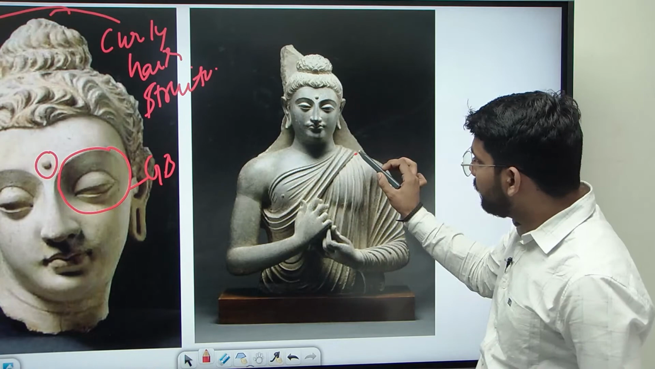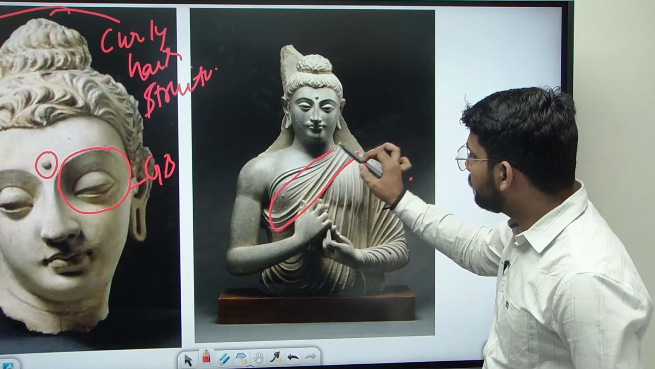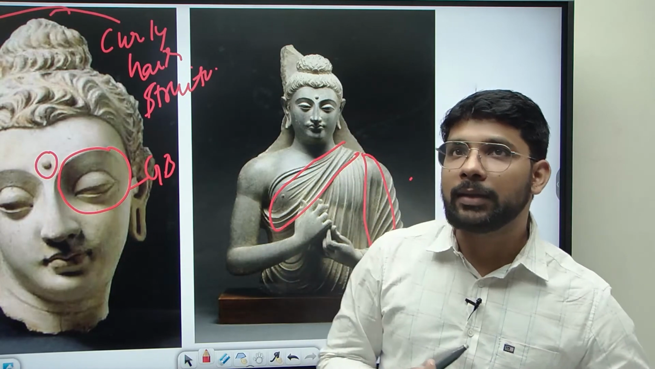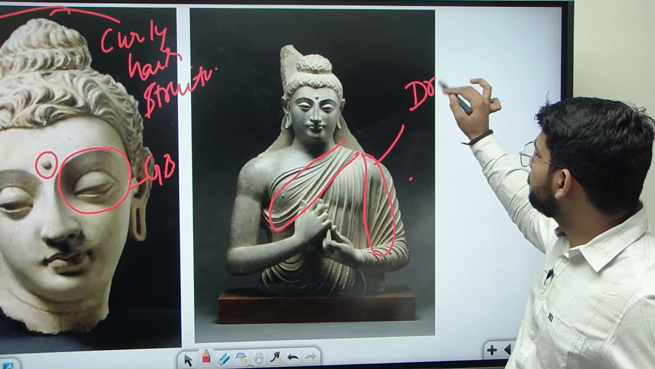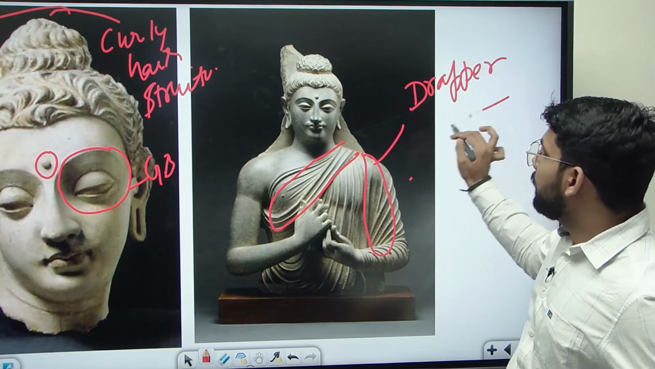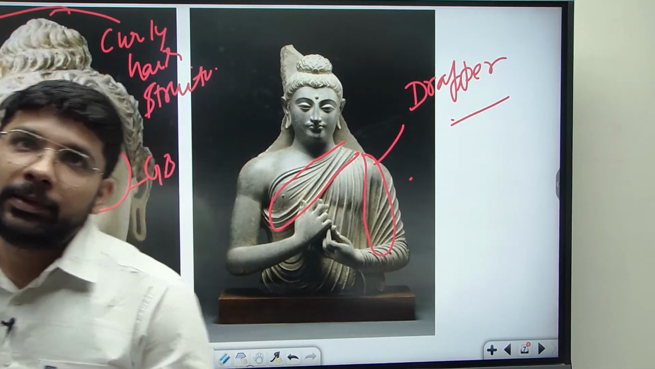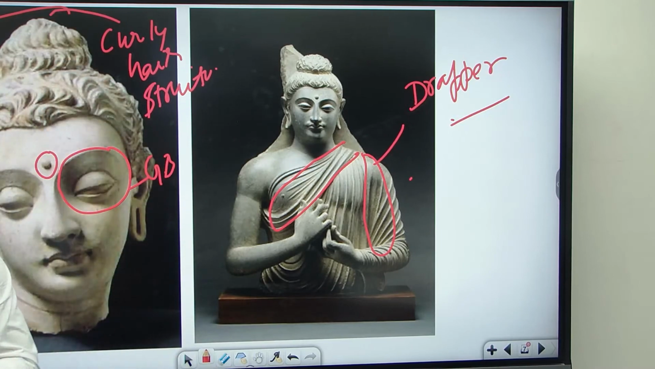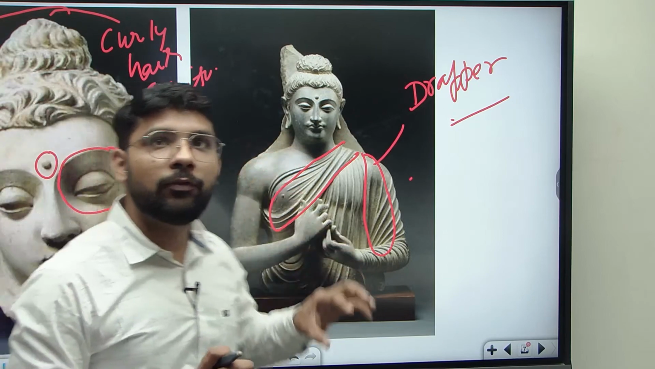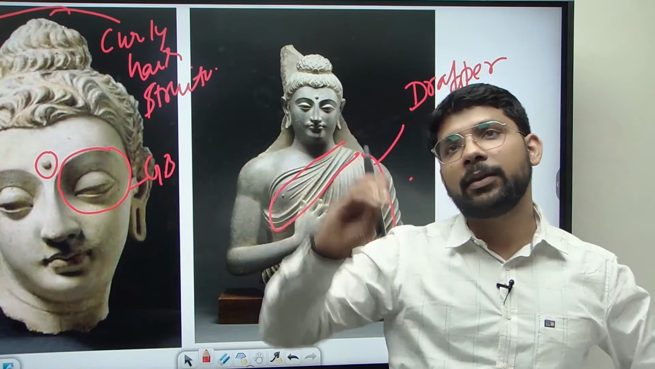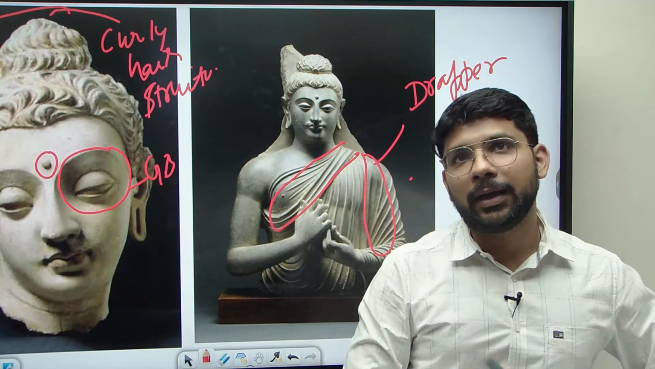If you see this drapery, which we also call the shawl type, this is also a Greco-Bactrian element in the Gandhara art. We can say the drapery. This drapery is also a Greco-Bactrian element. So we can see the structure of the hair, the body feature, this shawl form we know as a drapery. These are the Greco-Bactrian elements in the Gandhara art.